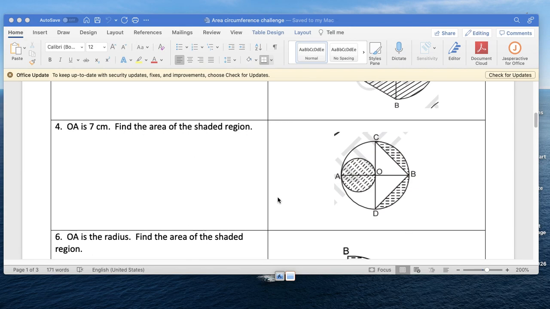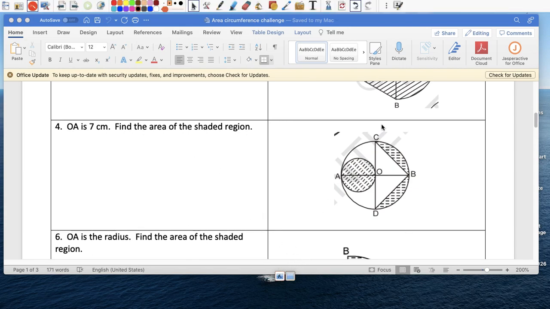Number 4, we want to find the area of the shaded region. So it's a full circle. So think about it. We want the shaded region. So it's a full circle, right? Minus, or let's see how we can do this. Let me put some numbers here. OA is 7, so I know the radius of this circle is 7.